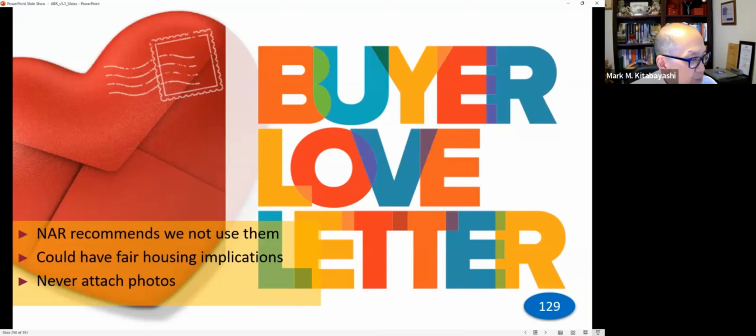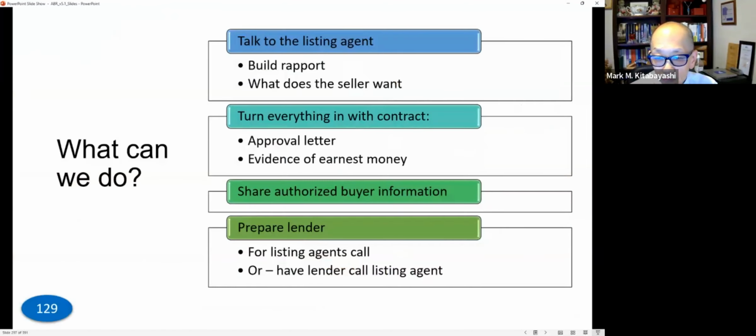But if you're going to write them, write about why you like the property. Don't write about yourself and so forth, because it could become a fair housing violation if you start talking about your family, familial status, age, religion, and all those things as well.